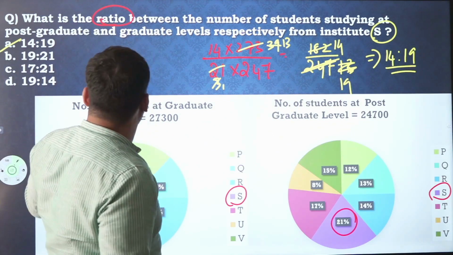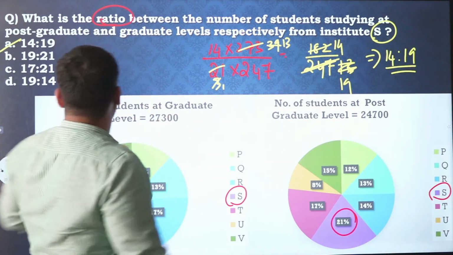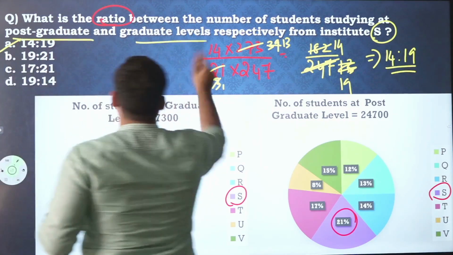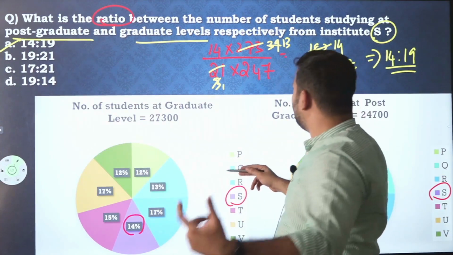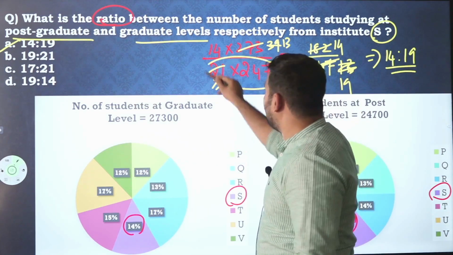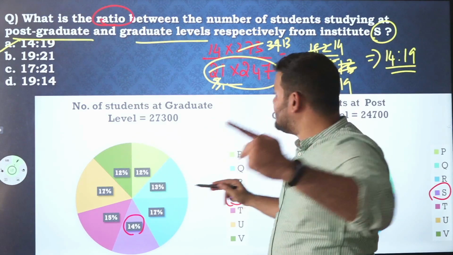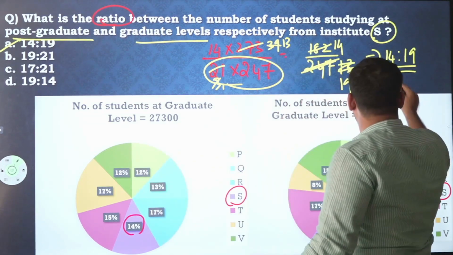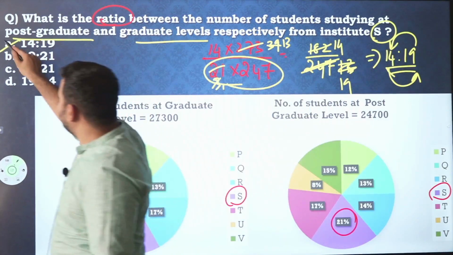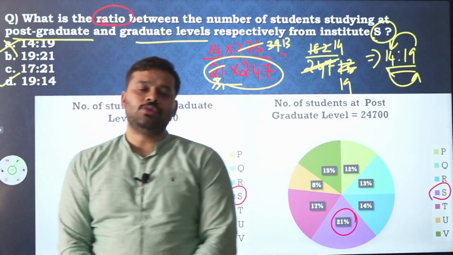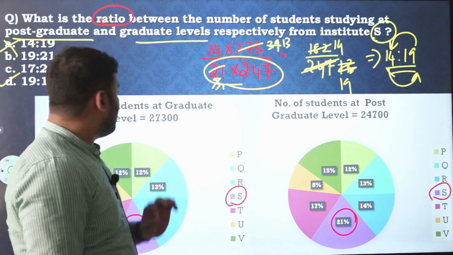But there is a catch. If you watch here, there was the postgraduate and graduate level, so the first one should be postgraduate. We have completely reversed it. No issues, the ratio will be reversed. So it is not 14 is to 19. Instead, it is 19 is to 14. Just a little bit of confusion there.